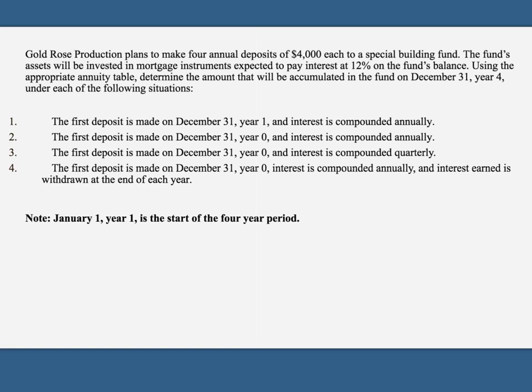Let's just highlight a couple important things here. There's 4 annual deposits of $4,000 for this fund. There's going to be 12% interest paid on the fund balance. We're going to be using annuity tables. And then we want to know what the amount that will be accumulated in the fund on December 31st, year 4, under each of the following situations. And then at the bottom here, you'll see there's a note. January 1st, year 1 is the start date of the 4-year period, which we'll look at in more detail as we do these 4 problems.